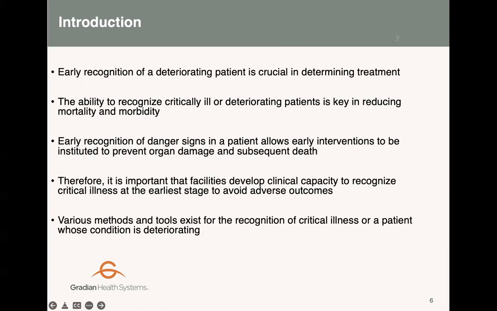In those deteriorating patients, there are some danger signs that indicate that this patient is going to deteriorate or some organ dysfunction is there. If we identify that patient early, in the phase of organ dysfunction, and we intervene, we can prevent further organ damage and subsequently prevent the death of those patients. So every hospital should have some system to recognize this sort of critical illness, and there must be some system which can respond to those critically ill patients, stabilize them, and do the needful according to their condition so that we can avoid the adverse outcome.